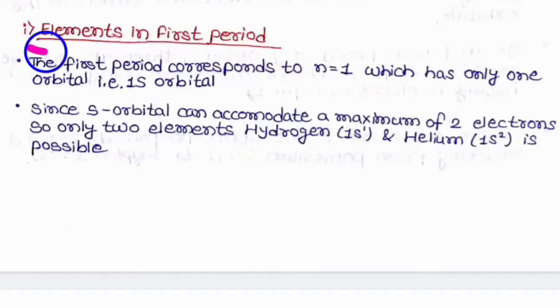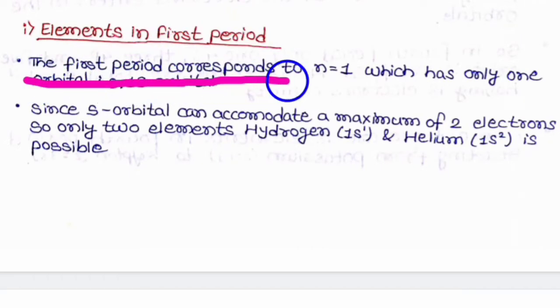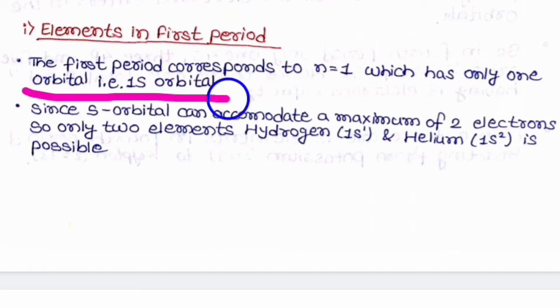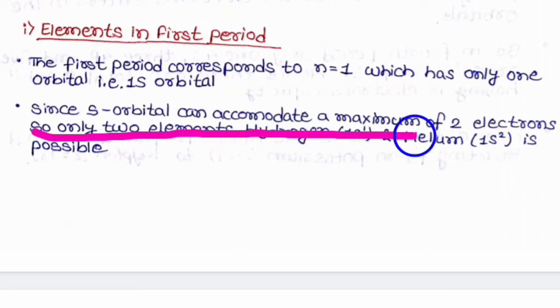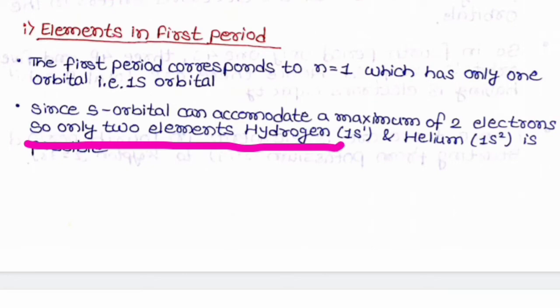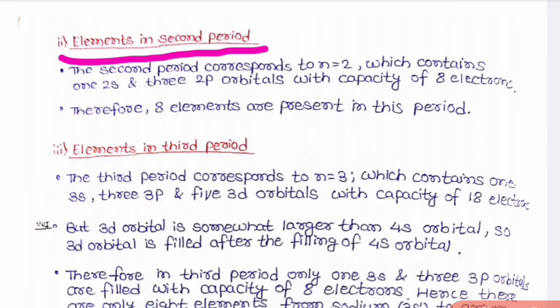Now let us come to elements in the first period. The first period corresponds to n equals 1, which has only one orbital, that is the 1s orbital. Since an s orbital can accommodate a maximum of 2 electrons, only 2 elements, that is hydrogen and helium, are possible.